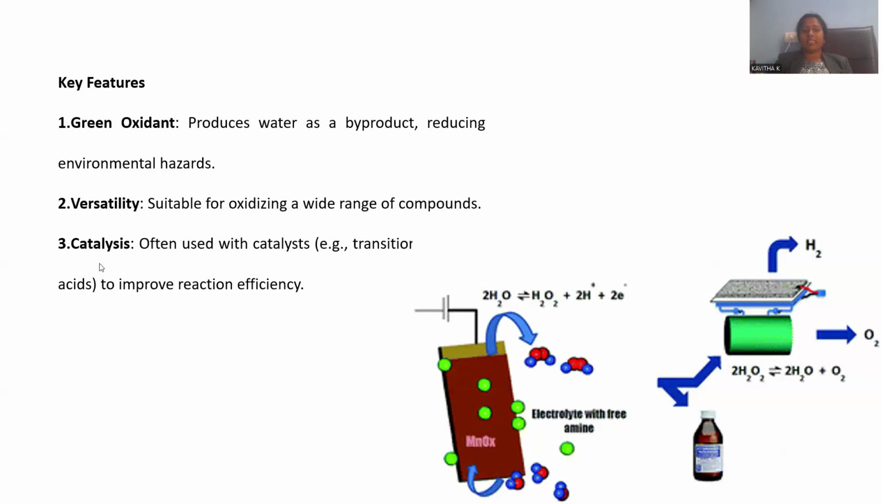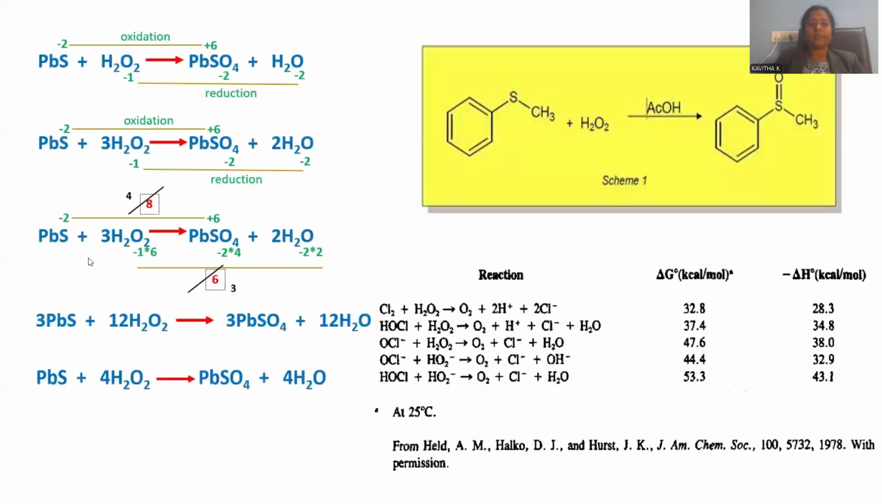And catalysis: it is often used with a catalyst. Transition metals can be used to improve the reaction efficiency. Hydrogen peroxide can't be used by itself, rather it can be blended with a catalyst, especially transition metal catalysts, in order to achieve the reaction in an economic form, that is, the higher yield requirement is achieved by blending the reaction with the catalyst.